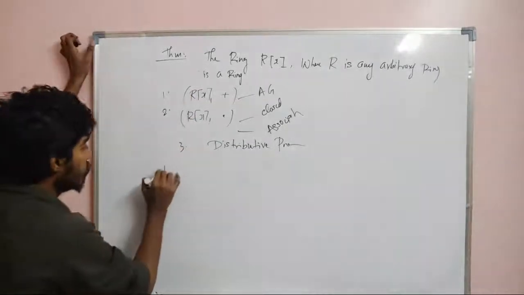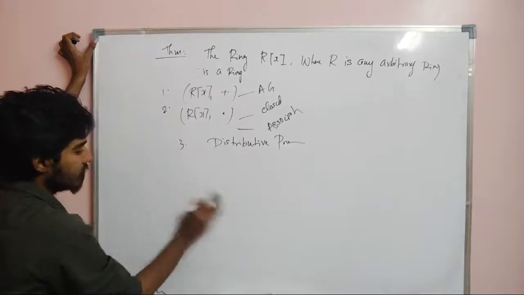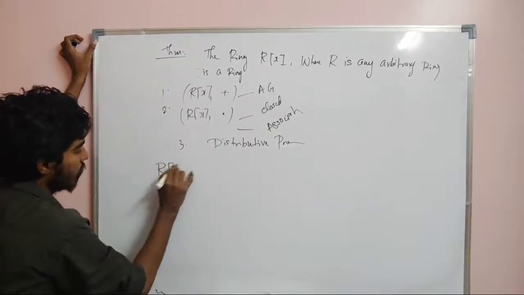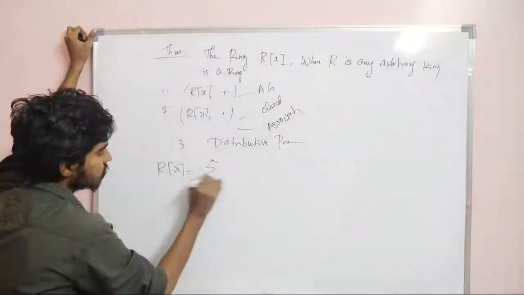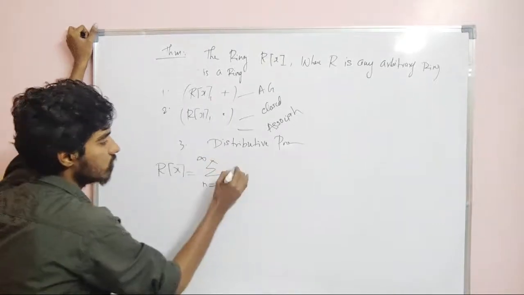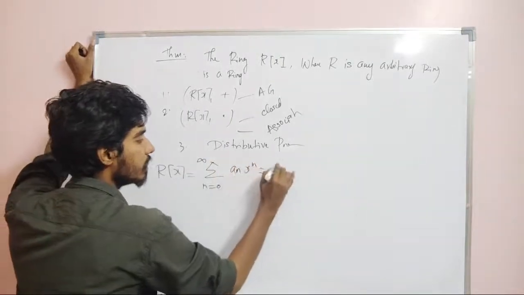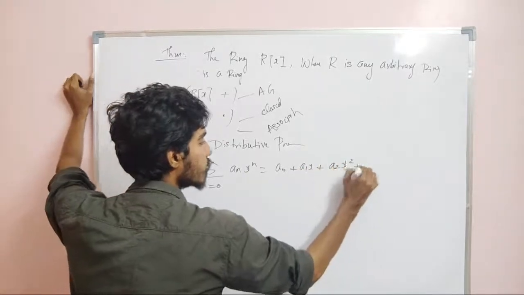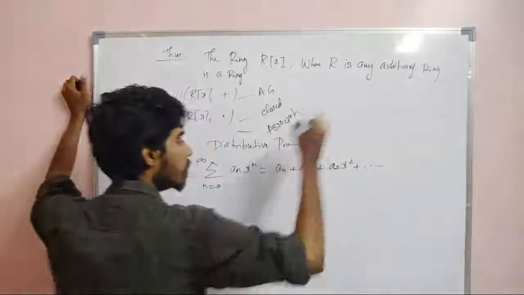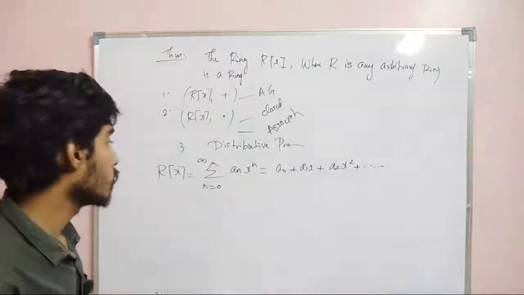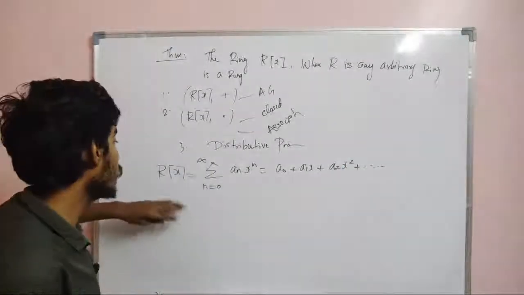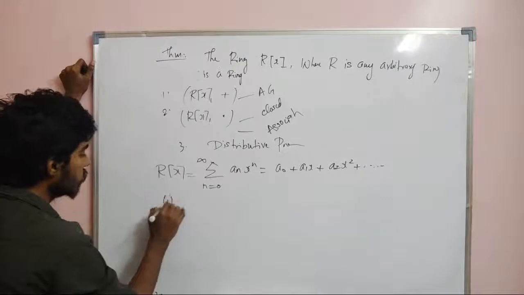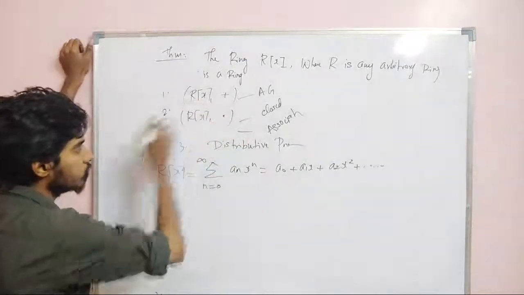Now, what is R of x? Actually, it is very easy, you can easily prove. It is nothing but the summation n equals 0 to infinity of a n x power n, that is a0 plus a1x plus a2x squared and so on, because it is an infinite polynomial. Now we will prove that this is a ring. First we will prove that it is an abelian group with respect to addition.